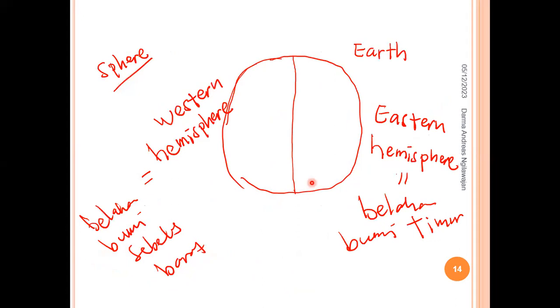Sometimes Anda dengar istilah belahan bumi, Western Hemisphere, belahan bumi sebelah barat. And then Eastern Hemisphere, belahan bumi sebelah timur. And I also know for sure that you have heard about the term atmosphere. Atmosphere. Ya.